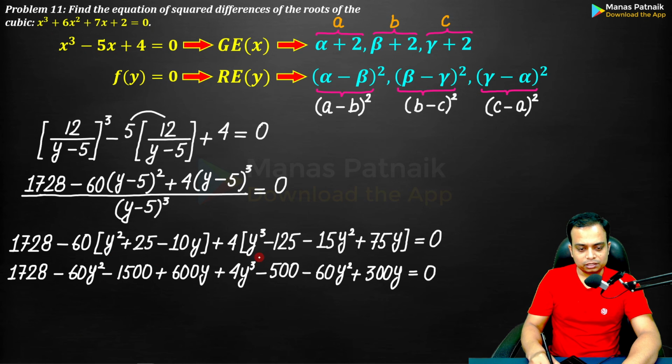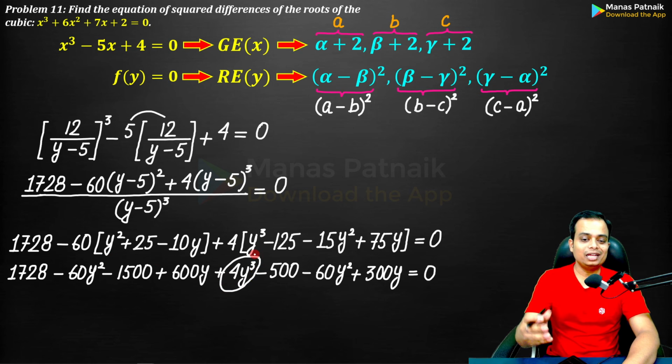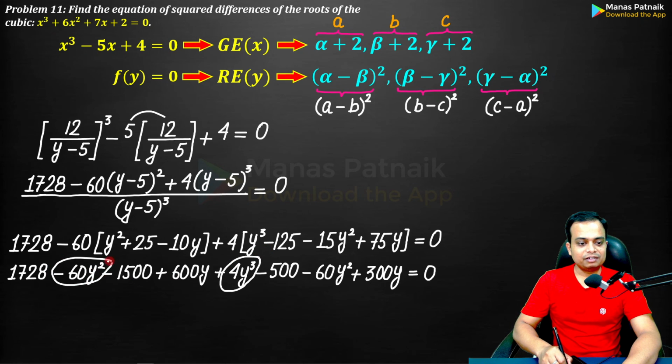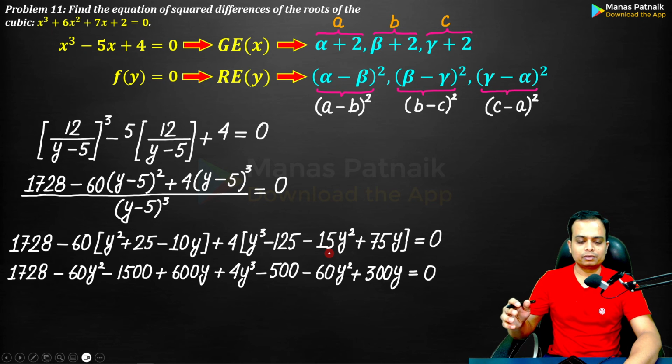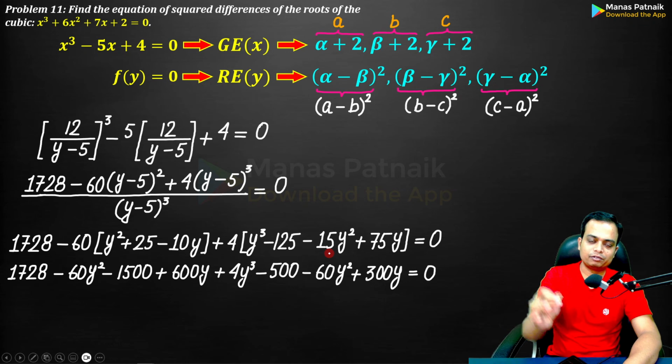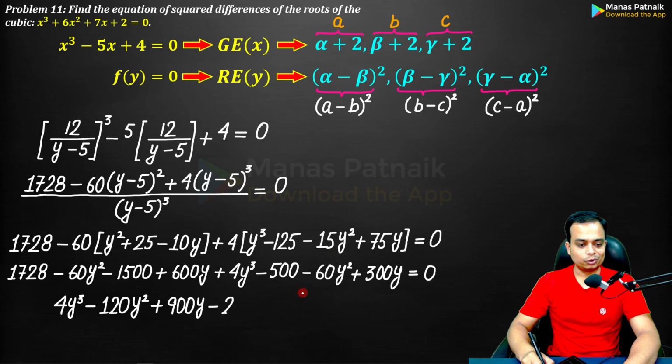If you watch, this is the cube term. This is the only cube term. Plus 4y cube. Minus 60y square minus 60y square will be minus 120y square. You can see that you have to frame an equation from higher powers to lower powers. This is what the final result is going to be.